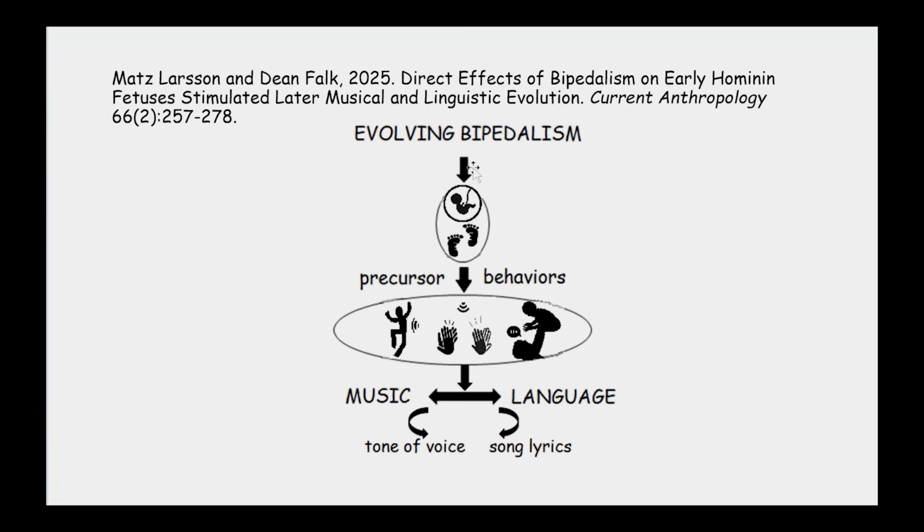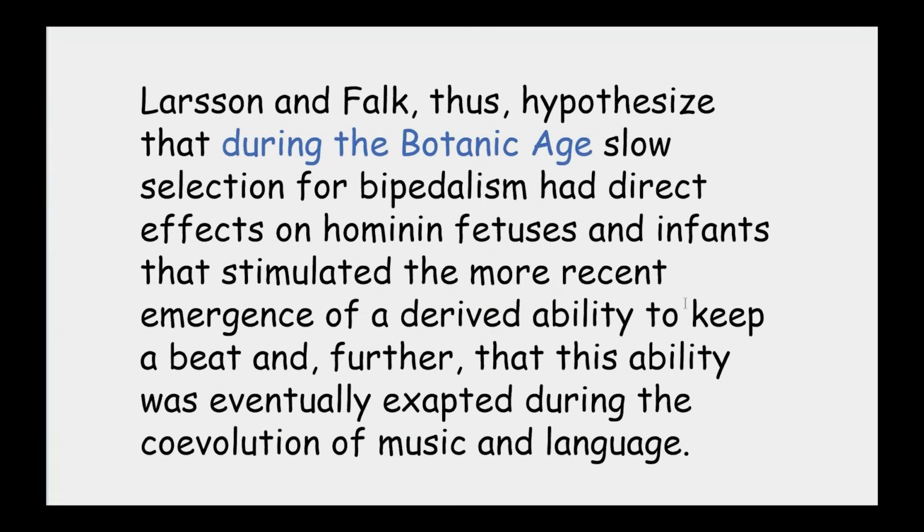This is not to scale. Way later, being the seeds that were available for natural selection to pick up on, and then you get these sort of group behaviors that are musical. Once you have communities that settle down in places, and eventually you get music and language, and the two are closely related. So we hypothesize that during the Botanic Age, slow selection for bipedalism had a direct effect on hominid fetuses and infants that stimulated the more recent emergence of a derived ability to keep a beat, and further, that this ability was eventually exapted during the coevolution of music and language.